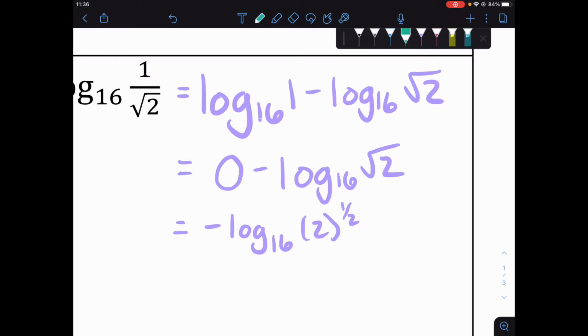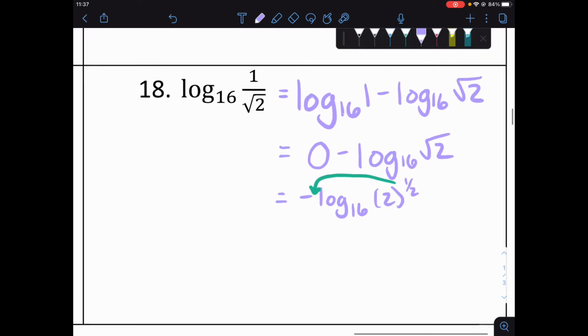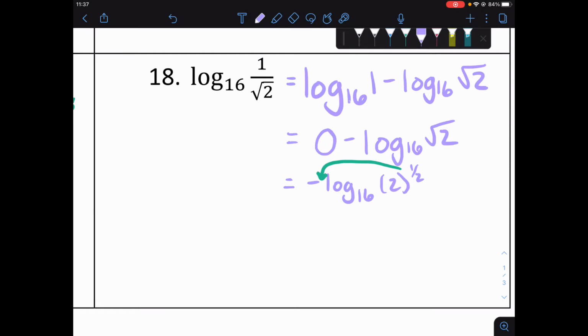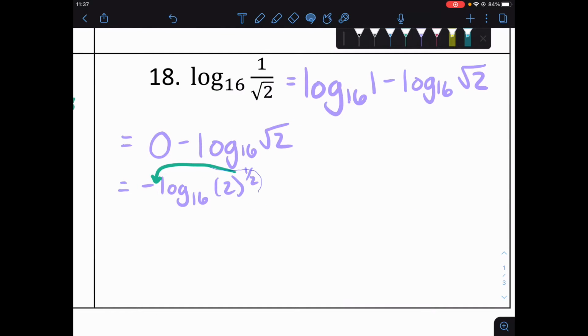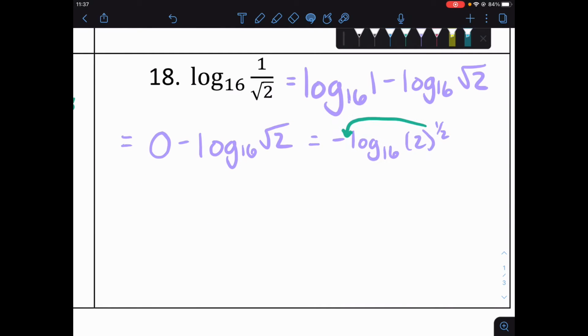Then we're going to pull that 1/2 down. It's going to end up being negative because there's a negative in front already. And let's go ahead and pull this over so we've got more room. So we've got now negative 1/2 log base 16 of 2. So now we want to know 16 to what power is 2.